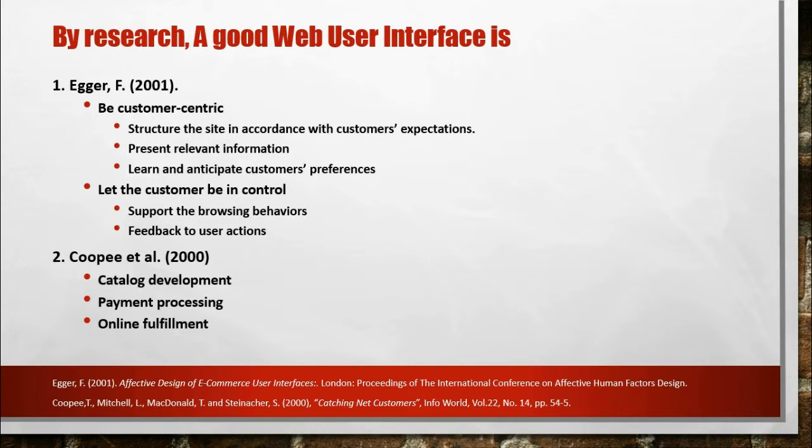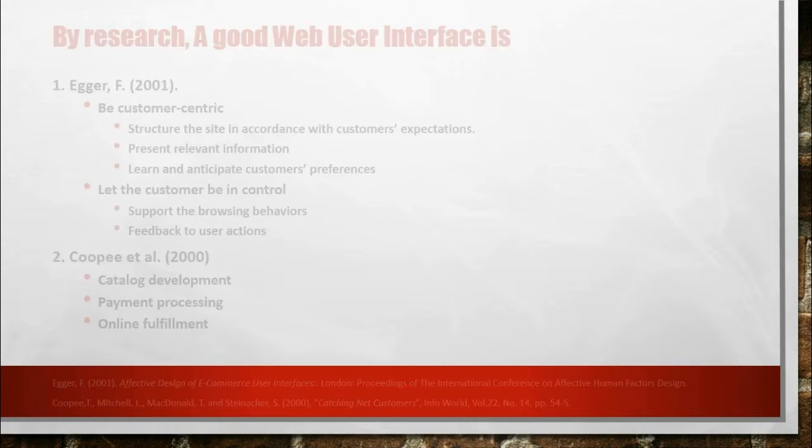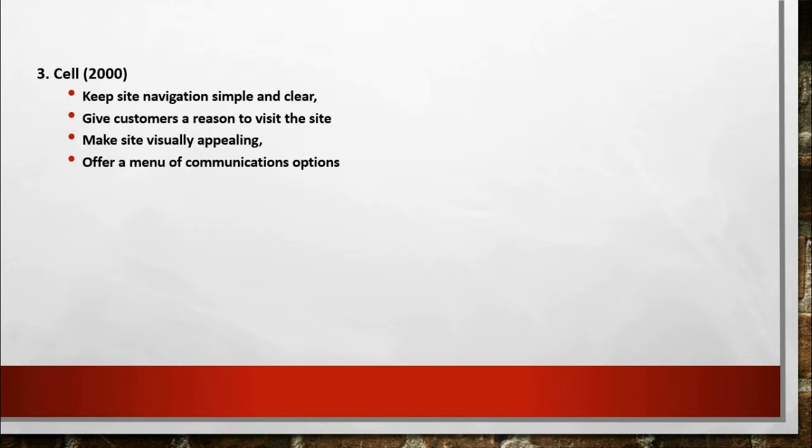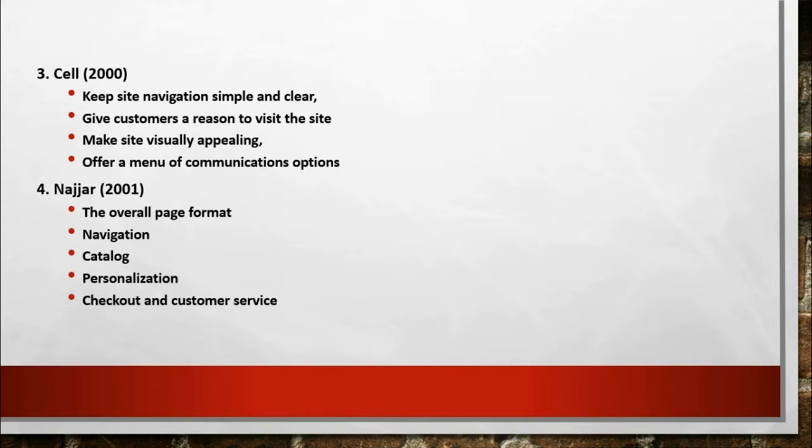Cope, in his article, says that the website designer should include some essential features in any commercial website design, like catalog development, payment processing, and online fulfillment. On the other hand, Cell provided some guidelines for creating a customer-friendly website. It says: make the company easy to find online, keep the site's navigation simple and clear, give customers a reason to visit the website, make the site visually appealing, and offer a menu of communication options.